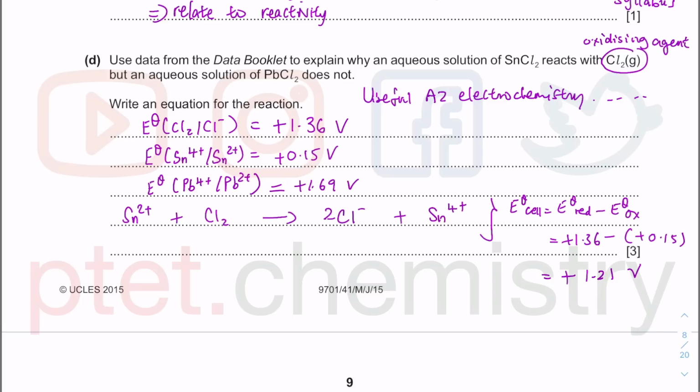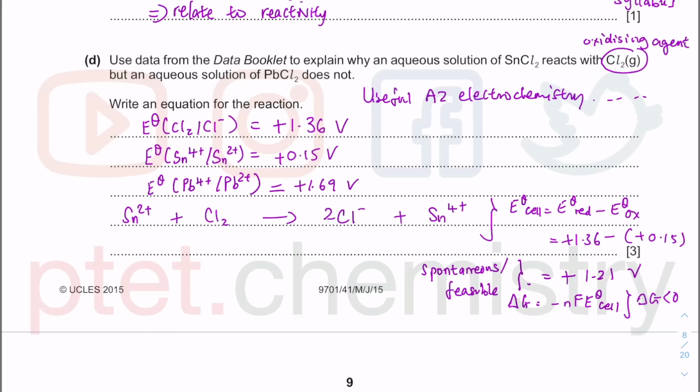The new syllabus says delta G equals minus nFE cell. If the E cell is greater than 0, then delta G is going to be less than 0. So what we can say is the reaction is spontaneous, and also feasible, related to delta G.